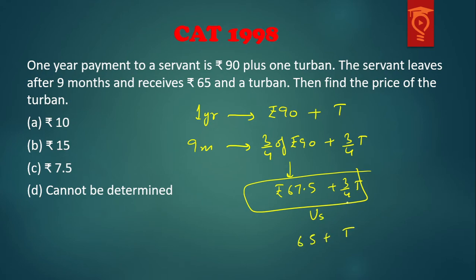So you can see that the quantity of turban was increased by 25% of a full turban and the cash was decreased by 2.5 rupees. That means 1/4 of a turban means 2.5 rupees. So you can directly get the answer like this without using options and without even using an equation.